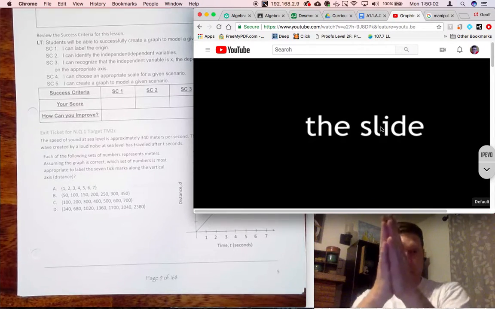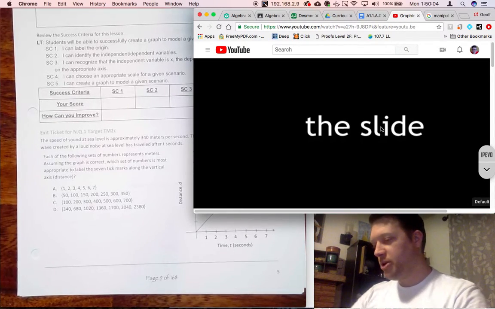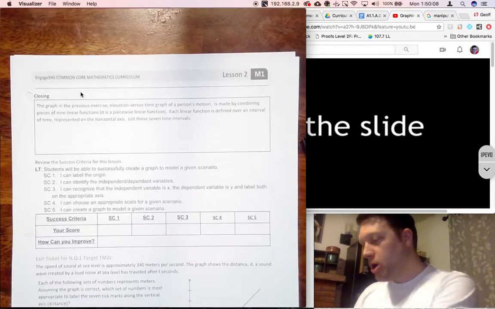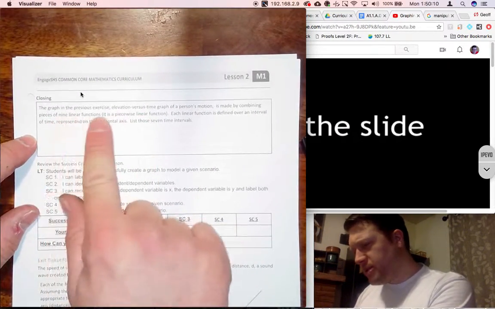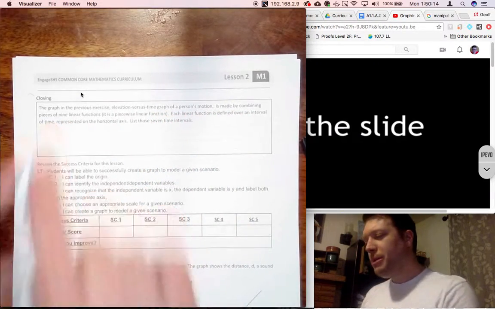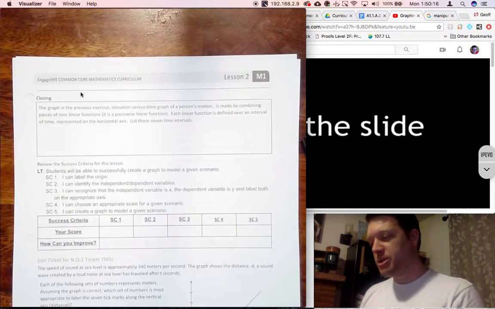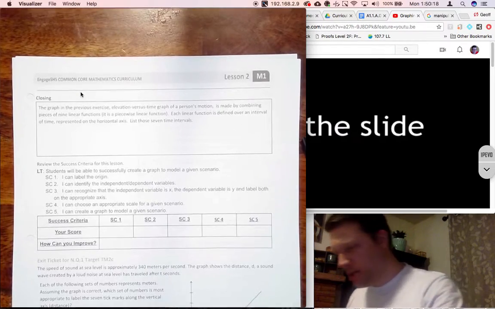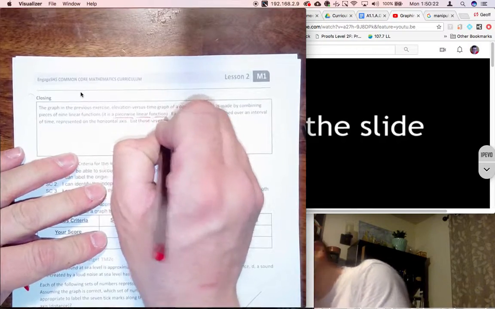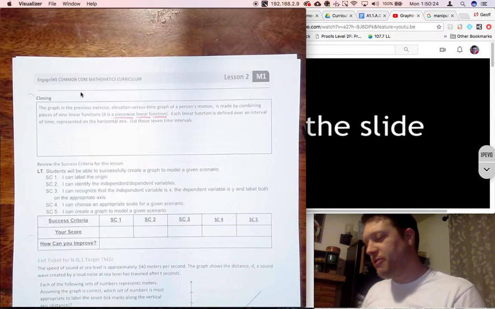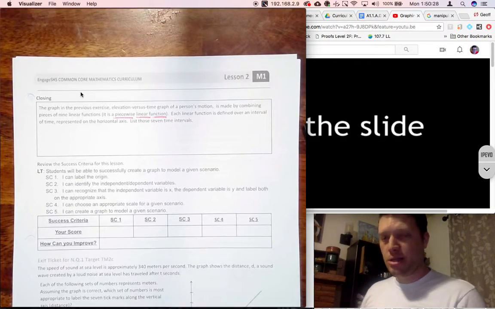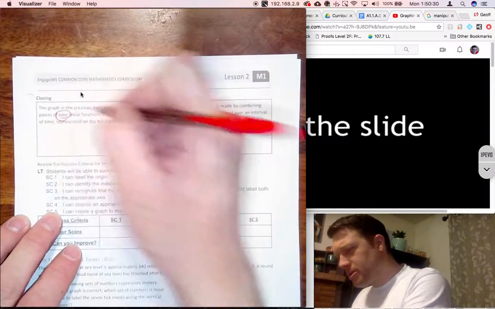Okay, and bring it back because I want to finish the video. So to finish the video, make sure that you have gone through the closing. The graph in the previous section, elevation versus time, graph of a person's motion, is made by combining pieces of linear functions. It's a piecewise, that's a good word, piecewise linear function. Each linear function is defined over an interval of time. So list those. I'm really curious about these numbers.